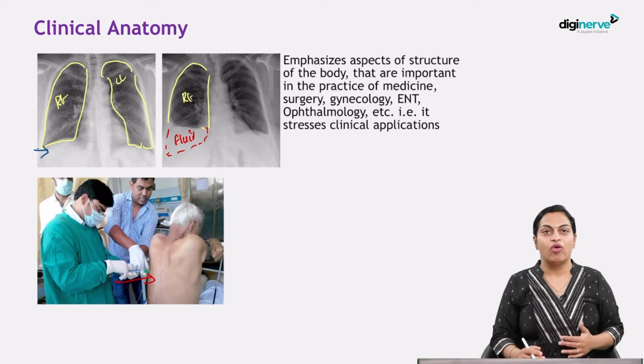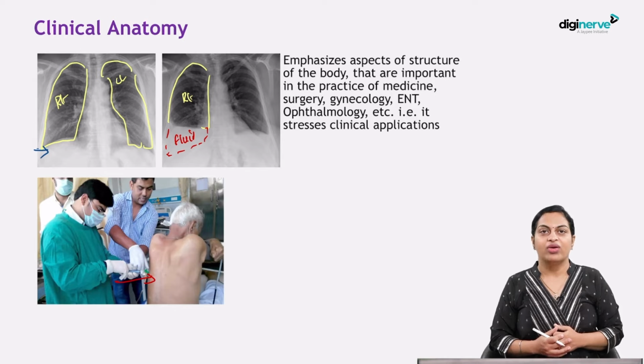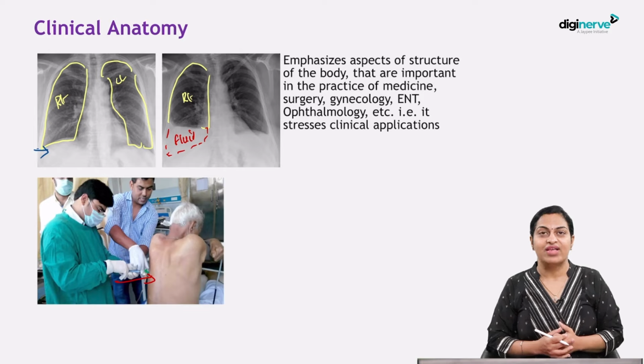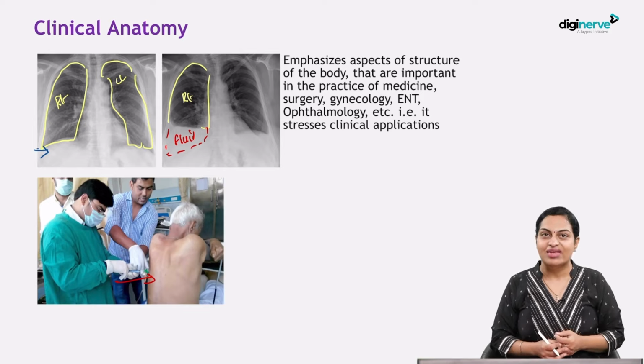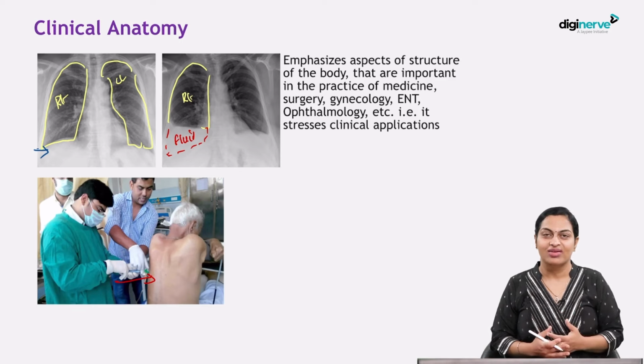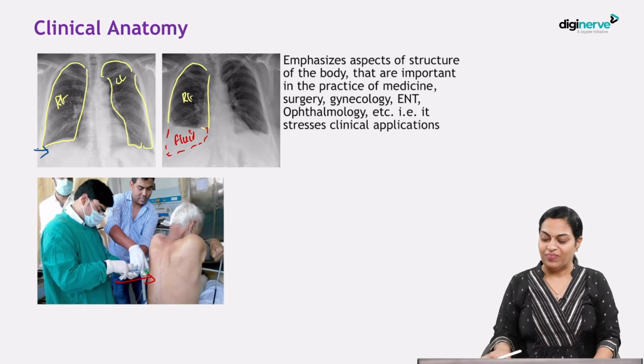Where is the lower border of the lung? Where is the lower limit of the pleura? And what are the structures that lie beneath the pleura over the right and the left side? The point where you insert the needle is very important. For that, you should have a thorough understanding of the anatomy of the lung, pleural cavity, and so on.